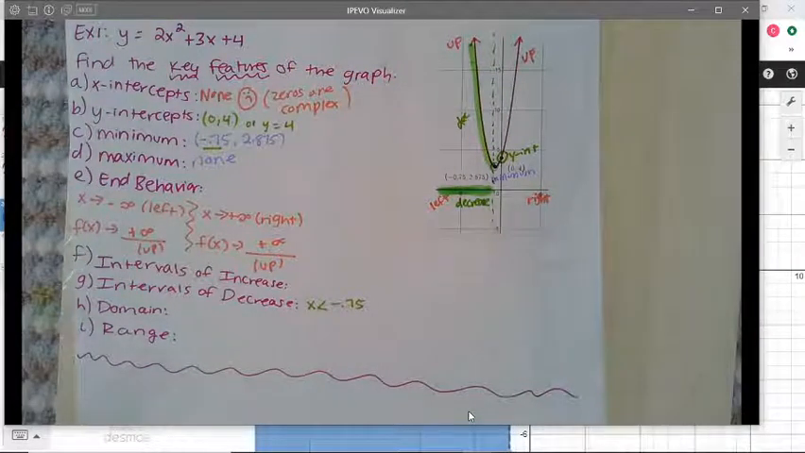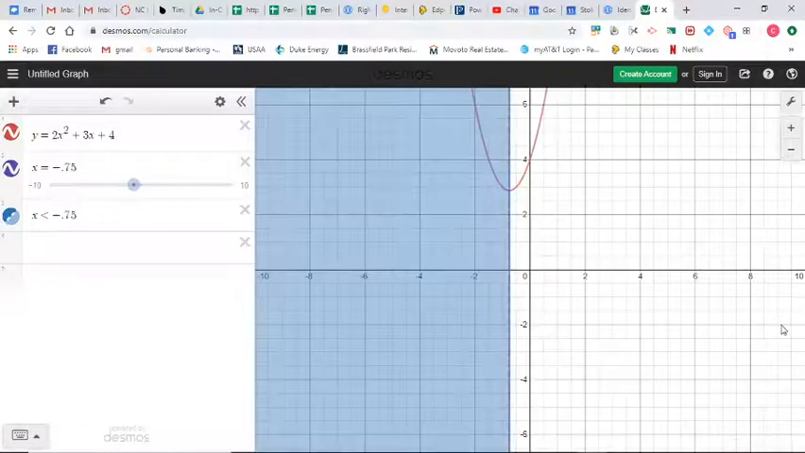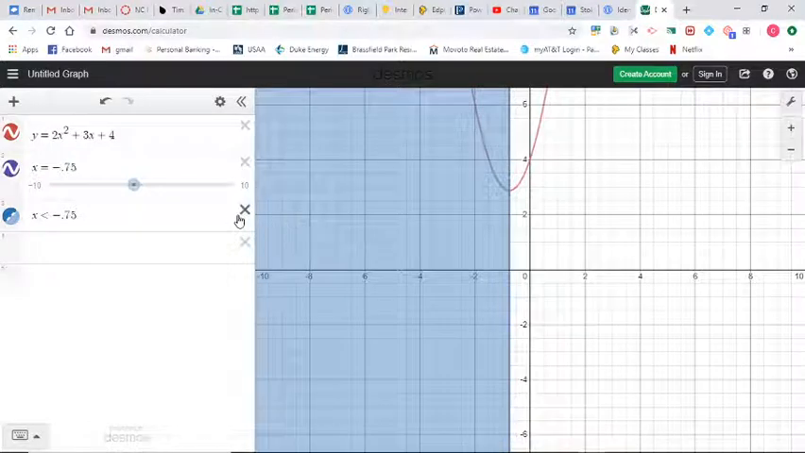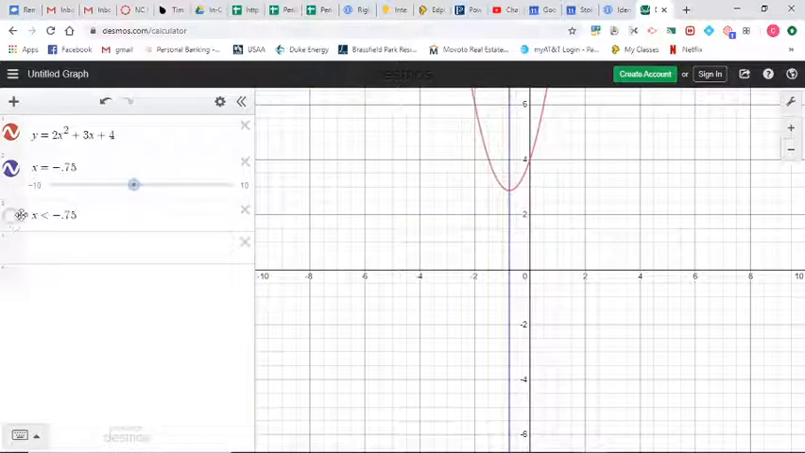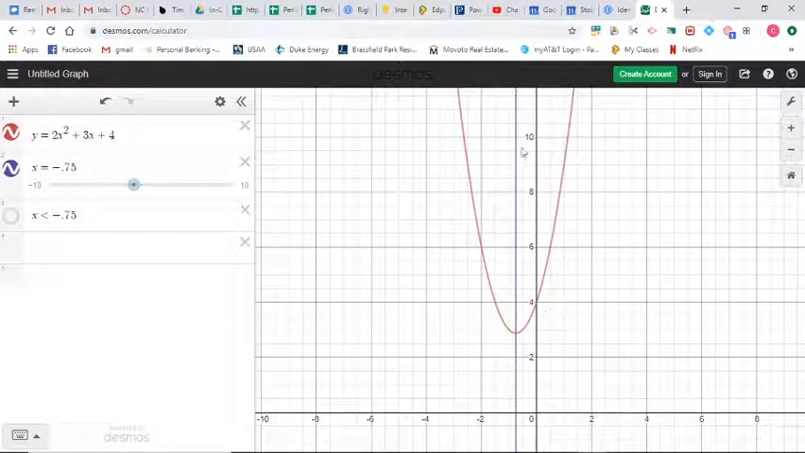Okay, now we're going to do the same thing with the interval of increase. Okay, so again, I'm going to show on Desmos because unfortunately your graphing calculator can't do these things. But anyways, I want to know now where the graph is increasing. Okay, so the graph is increasing to the right of my dividing line. So this is my dividing line. It's kind of mean. But anyway, to the right of this line is where the graph is increasing.